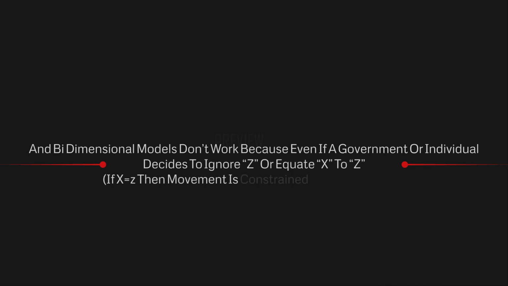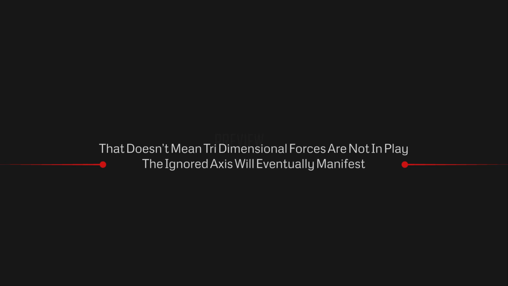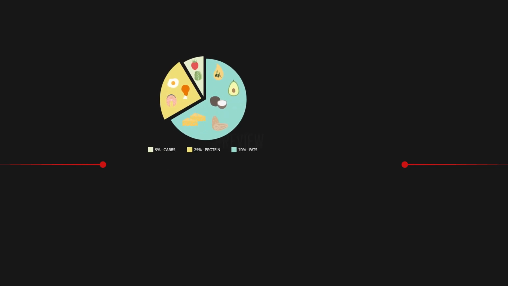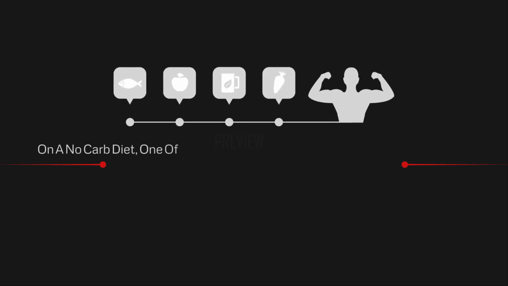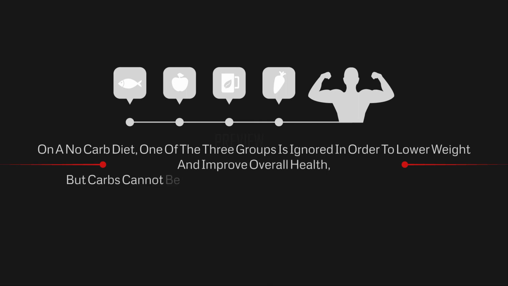But all these combinations are still bidimensional. And bidimensional models don't work because even if a government or individual decides to ignore Z or equate X to Z, if X equals Z, then movement is constrained to a single plane. That doesn't mean tridimensional forces are not in play. The ignored axis will eventually manifest. This manifestation is not necessarily negative. For instance, calories can be obtained from fats, carbohydrates, and proteins. On a no-carb diet, one of the three groups is ignored in order to lower weight and improve overall health. But carbs cannot be ignored forever, as worse imbalances will occur.